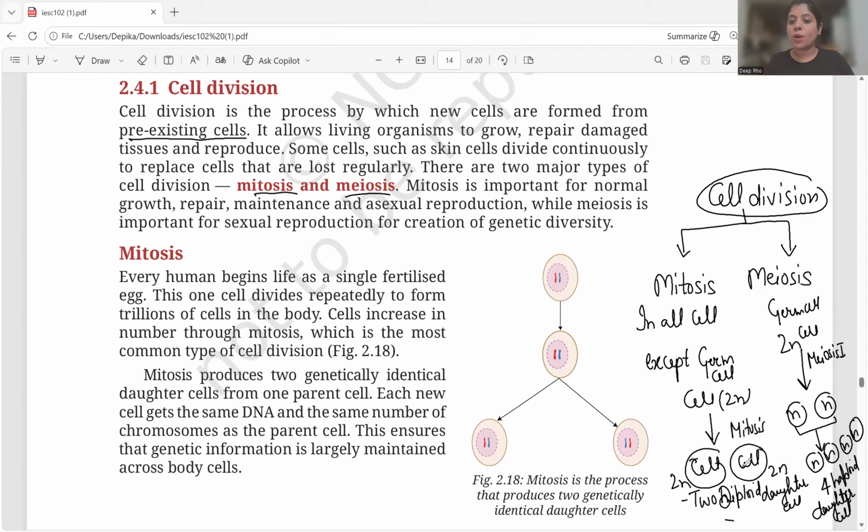As you have seen, the 2n number is maintained. These daughter cells have the same 2n number as their parent cell is having. So this ensures the genetic information is maintained across the body. Whereas in meiosis, this type of division occurs only in the germ cells.